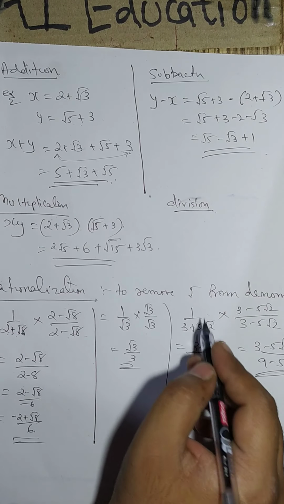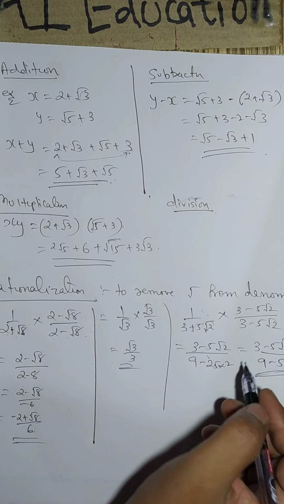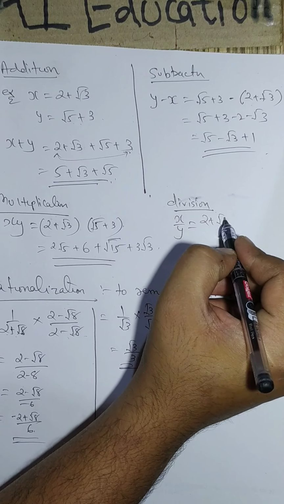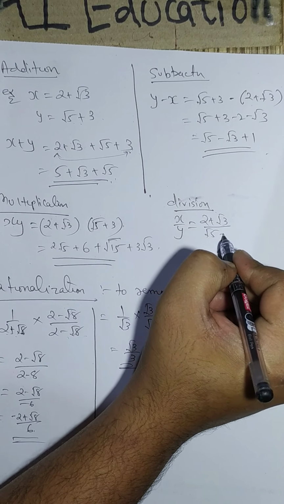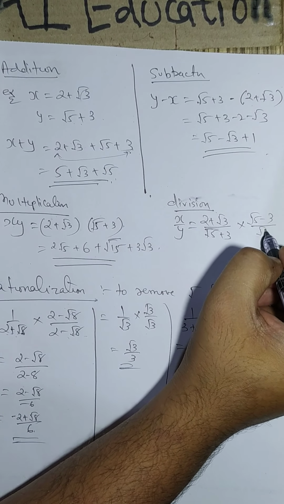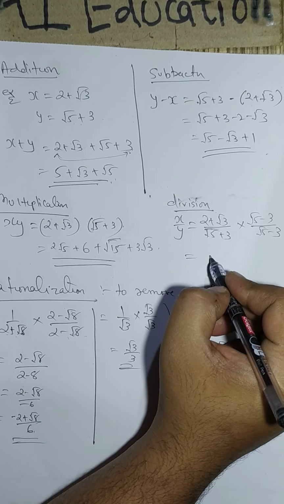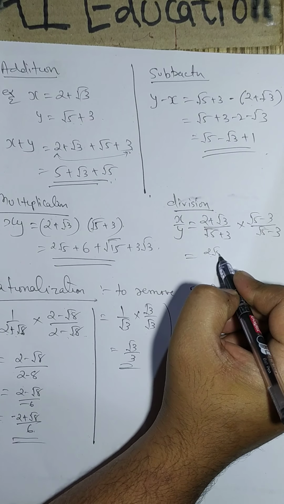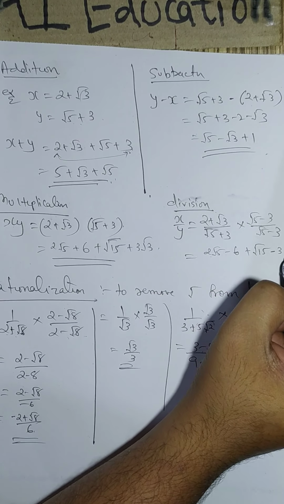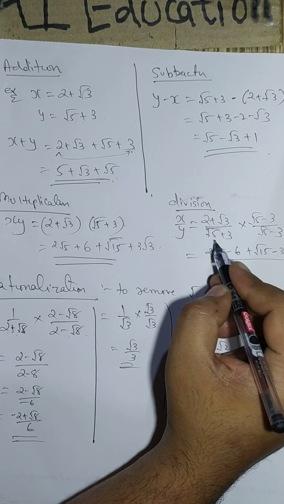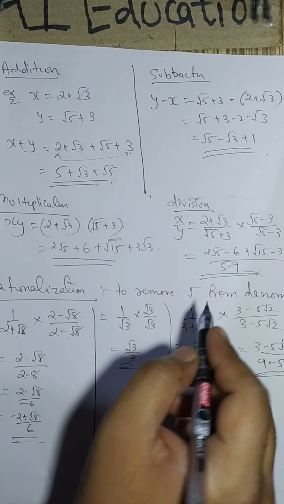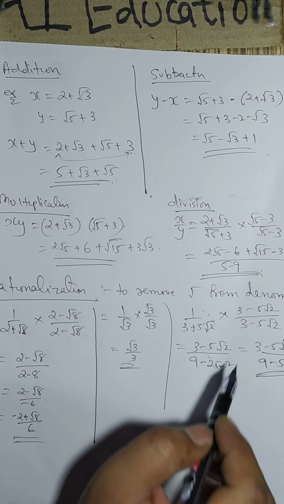So for division we make use of this type of rationalization method. Let us say you want to divide x upon y. So that is 2 plus root 3 upon root 5 plus 3. We make use of rationalization here and simplify further. The numerator will be 2 root 5 minus 6 plus root 15 minus 3 root 3, and the denominator will be a square minus b square. So whatever simplification it leaves further, that is the answer for the division.